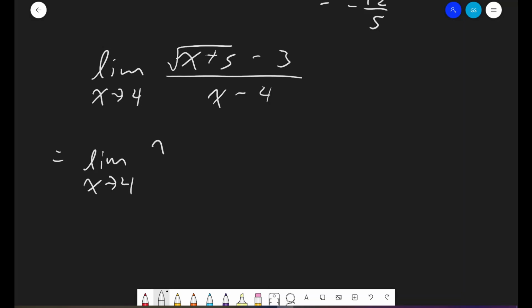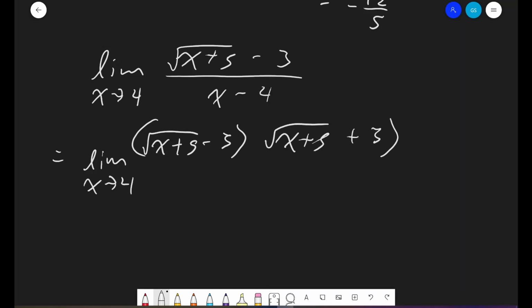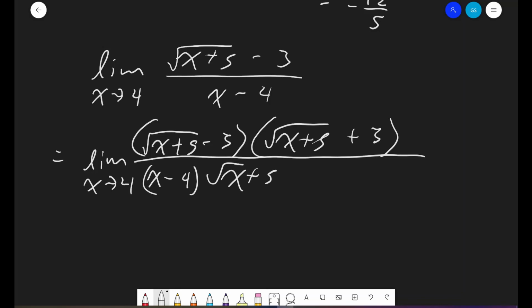So I'm going to write root of x plus 5 minus 3, multiplied by root of x plus 5 plus 3, over x minus 4 times root of x plus 5 plus 3. So if you see, this and this would just cancel out. So we haven't really changed anything. We're just doing some algebraic manipulation just to try to solve this limit. So we aren't making any wrong moves here, per se.